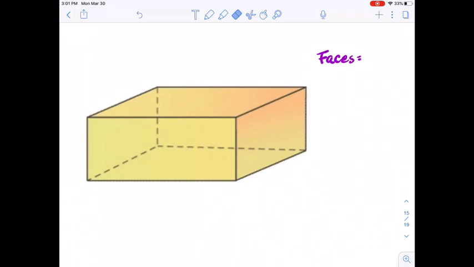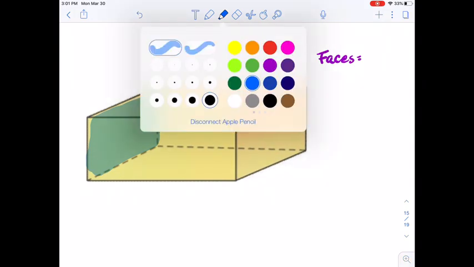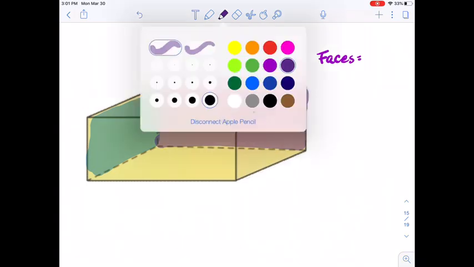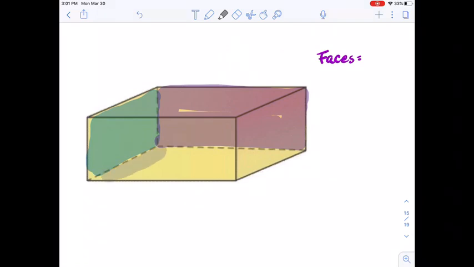So I'm going to erase these three, and now let's count the back of the shape. So here's one. Do you see this side over here? That's a face also. So that would be four. How about this one? Do you see this piece? That would be five. And I think we have just one more to go. The bottom is the sixth face. Good job, 6 faces. Awesome.